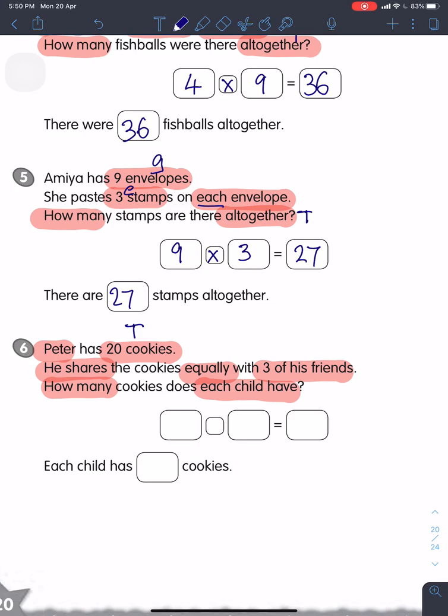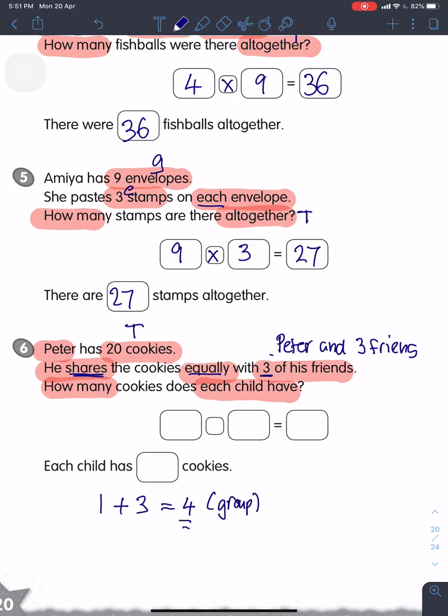Now, let's take a look. He shares the cookies equally with 3 friends. That means he's sharing. That means these 3 friends, including Peter. So that means there's actually Peter and 3 friends. So the number of groups are actually, instead of 3, it is 1 plus 3 equals 4. So this actually represents the groups. So there's actually 4 of them.